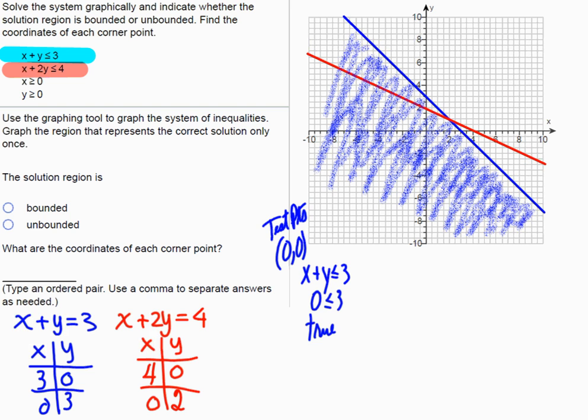So let's do the same thing for the red. Test point, same test point, 0, 0. So now we would have 0 plus 0, so 0 is less than or equal to 4. Another true statement. So now we're going to shade everything under the red to include the boundary.